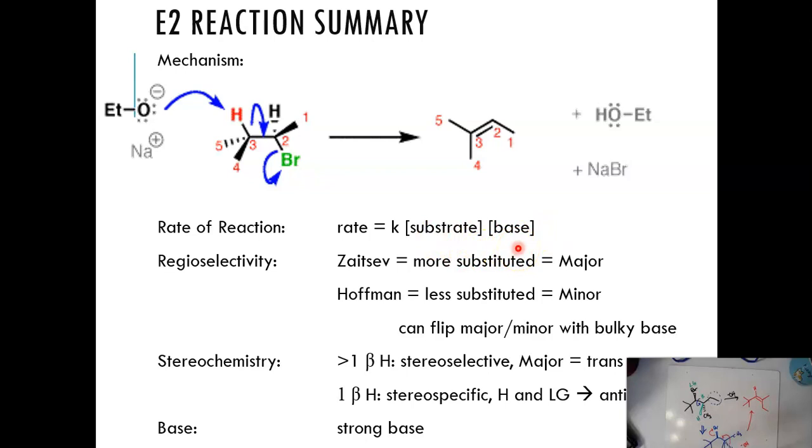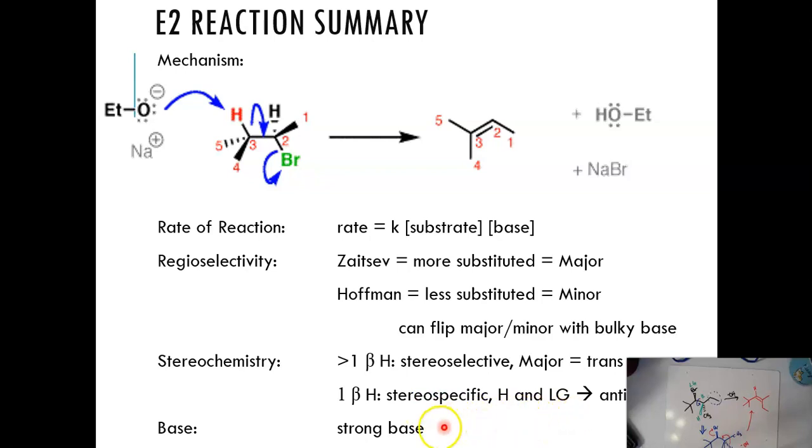For regioselectivity, if we're using a small base, the major product will be the more substituted alkene, which we call the Zaitsev product. The minor product will be the less substituted alkene, which we call the Hofmann product. But we can flip the major and the minor by using a bulky base. For our stereochemistry, if there's more than one beta hydrogen, the reaction is stereoselective, which means that the cis and the trans will form, but the trans will be the major product. And if there's only one beta hydrogen, then our reaction is stereospecific, which means that the hydrogen and the leaving group have to be anti-periplanar.